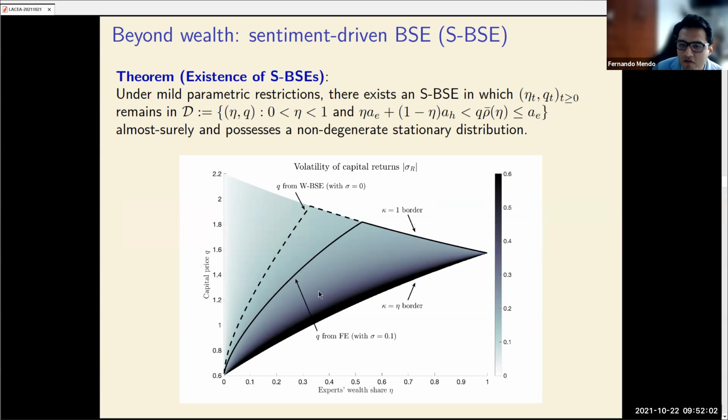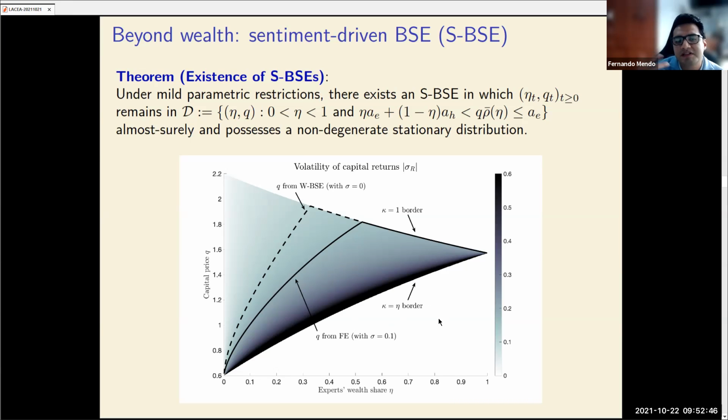This allows for way more possibilities. For a given wealth share, you can have different capital prices, and you're going to have different volatilities. So there's much more flexibility for the equilibrium solution to generate interesting dynamics. What you have here as the upper bound is the capital price associated with the efficient allocation, basically all capital managed by the expert. And what you have below is when experts hold capital proportional to their wealth, meaning that they are not using any leverage.